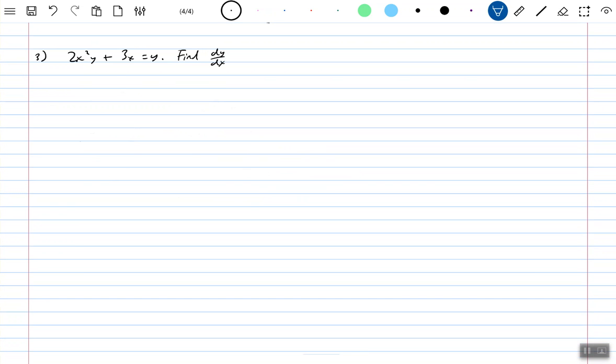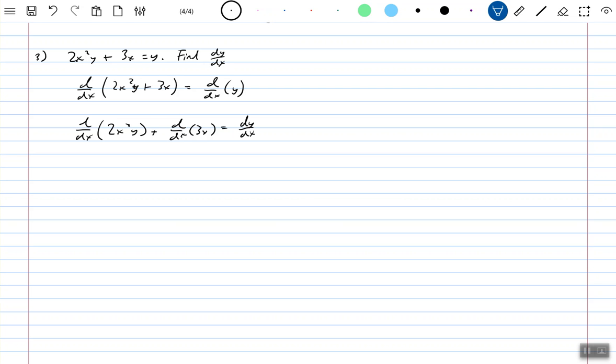All right, given this problem, 2x squared y plus 3x is equal to y, and we want to find dy/dx. When we want to do this, we just take the derivative with respect to x of both sides. So d/dx of 2x squared y plus 3x is equal to d/dx of y. Well, that's just d/dx of 2x squared y plus d/dx of 3x is equal to, now what is d/dx of y? Well, the derivative with respect to x of y is just dy over dx, right? So we just leave that alone.